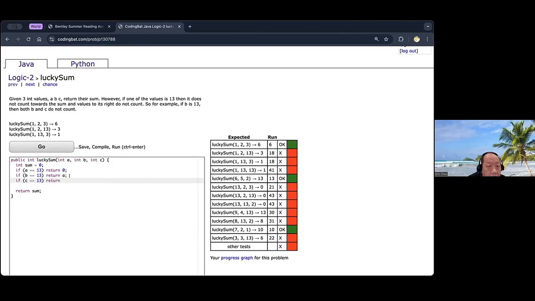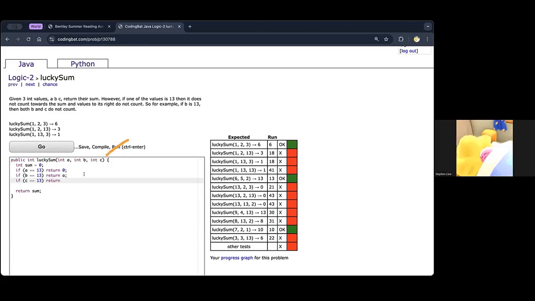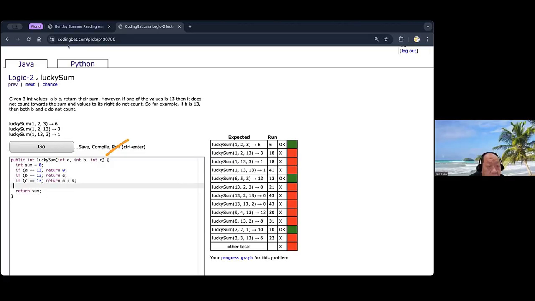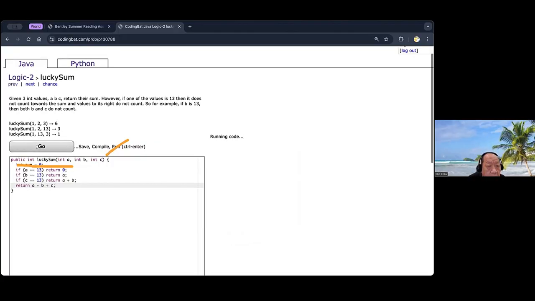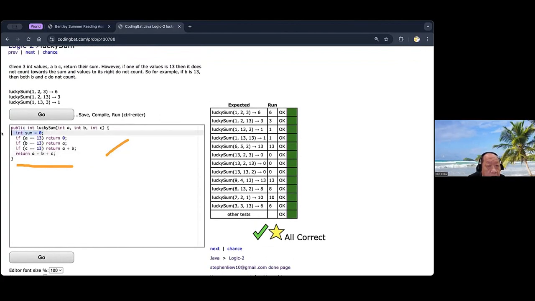So if C equals 13, what should you do? Just return A plus B. Yeah. Otherwise, you return what? You don't have sum, delete this sum, this is useless. Otherwise, return what? If none of them is 13, what do you do? Delete the first line, you don't need the integer sum equals 0.